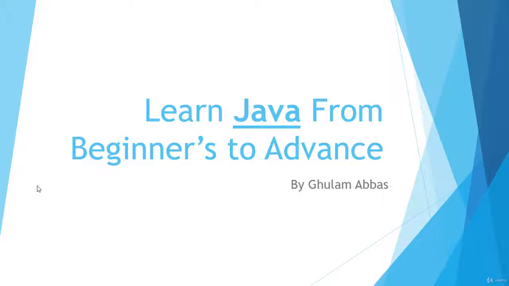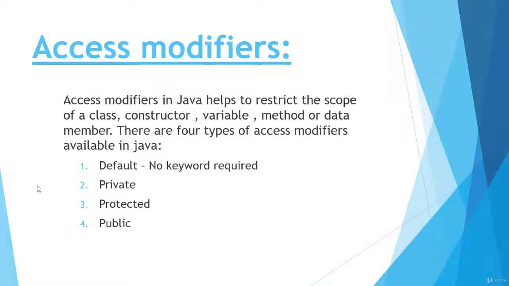Today in this video we will discuss the access modifiers in Java. So what are access modifiers? Access modifiers in Java help to restrict the scope of the class, constructor, variable, method or data member. There are 4 access modifiers available in Java.